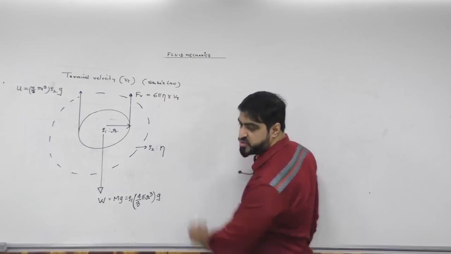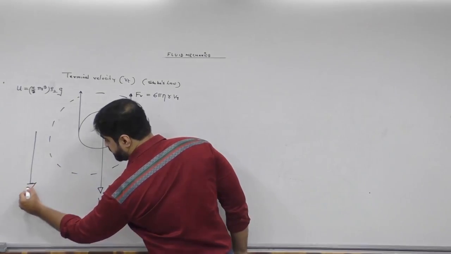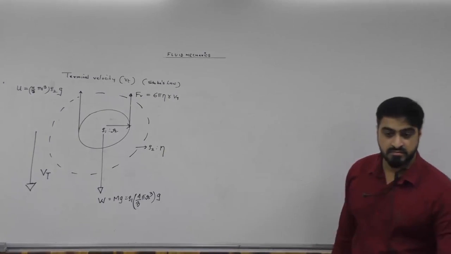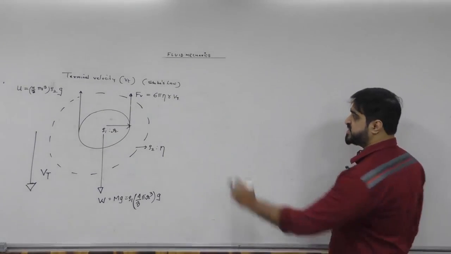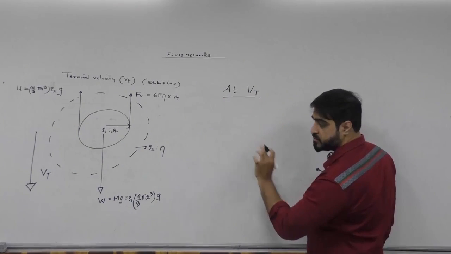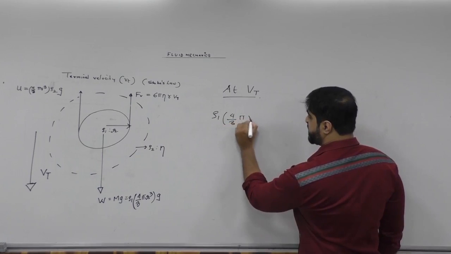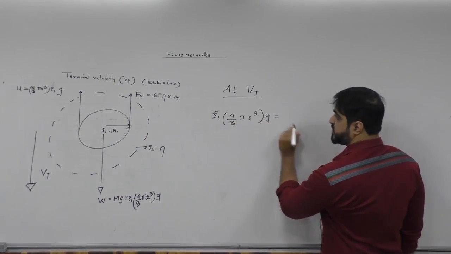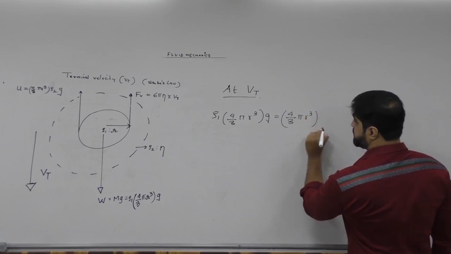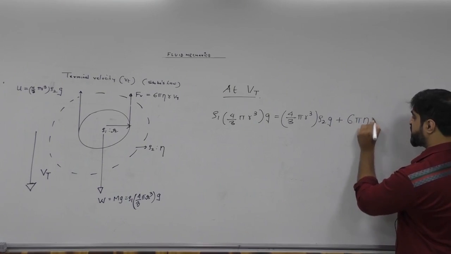That velocity is termed as which velocity, beta? Terminal velocity. At terminal velocity, downward force and upward force will be the same. So can I say at Vt, we are deriving an expression for Vt. Rho 1 4 by 3 pi r cube g is equal to 4 by 3 pi r cube g into rho 2 plus 6 pi eta r Vt.